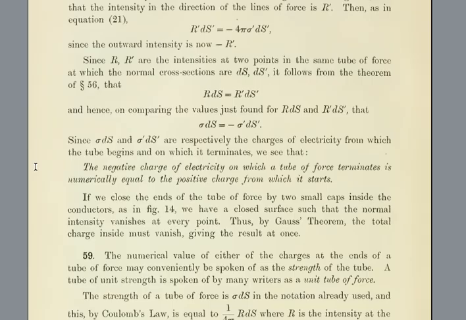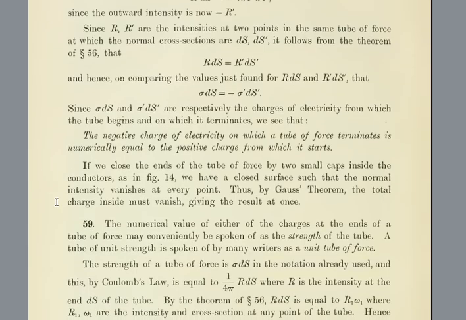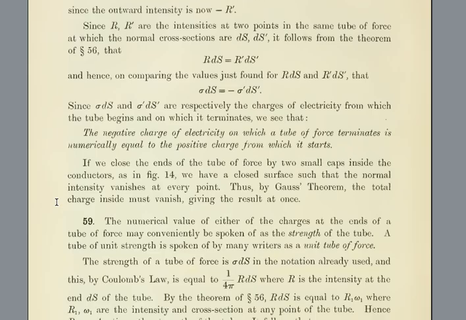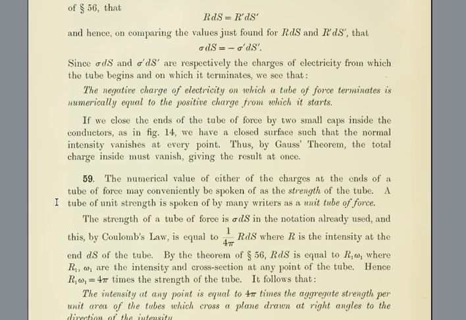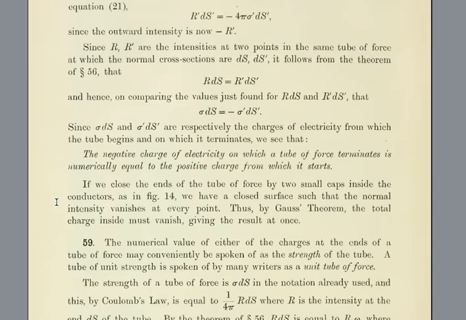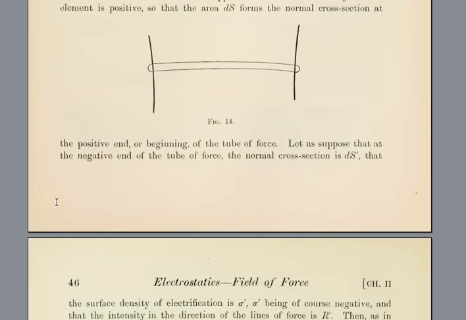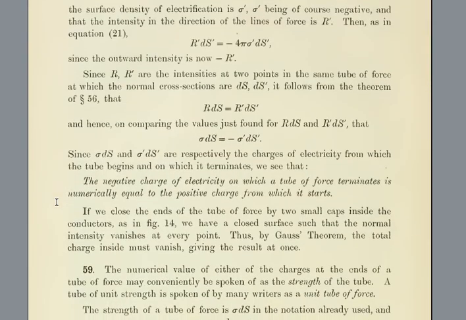Since sigma multiplied by ds and sigma prime multiplied by ds prime are respectively the charges of electricity from which the tube begins and on which it terminates, we see that the negative charge of electricity on which a tube of force terminates is numerically equal to the positive charge from which it starts. If we close the ends of the tube of force by two small caps inside the conductors, we have a closed surface such that the normal intensity vanishes at every point. Thus, by Gauss' theorem, the total charge inside must vanish, giving the result at once.